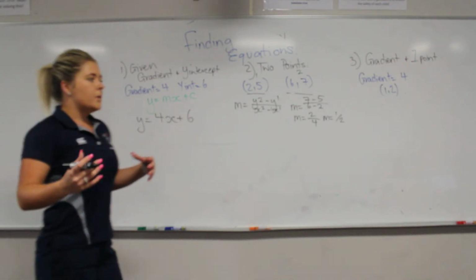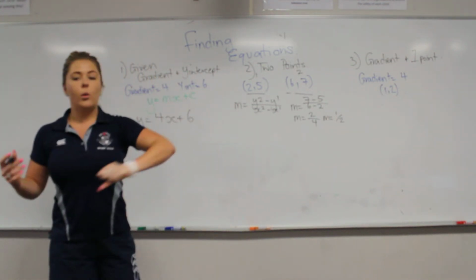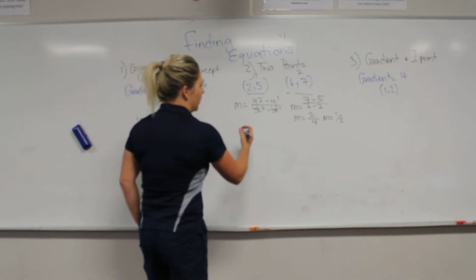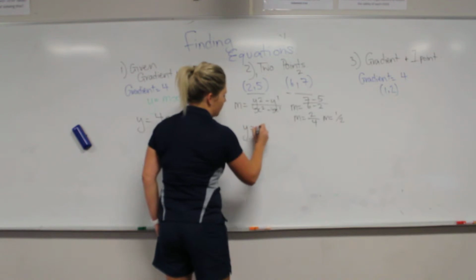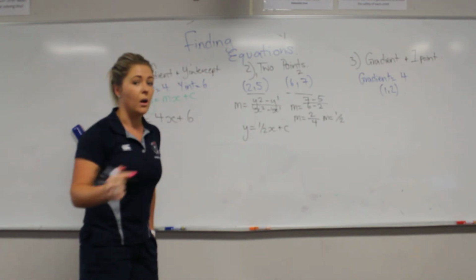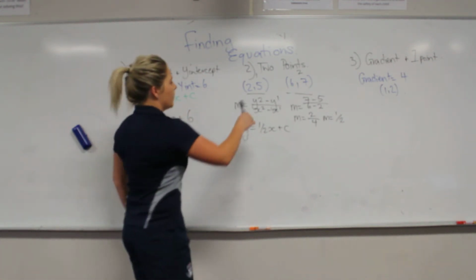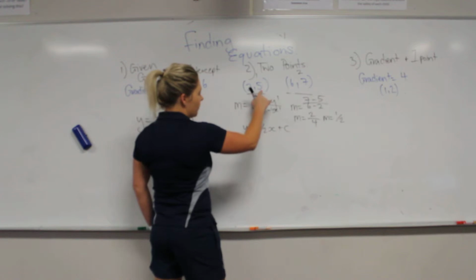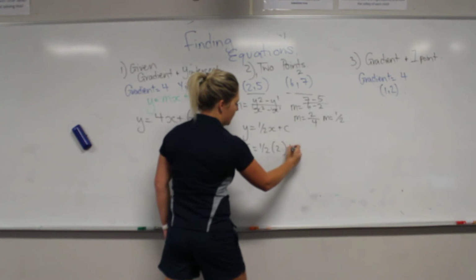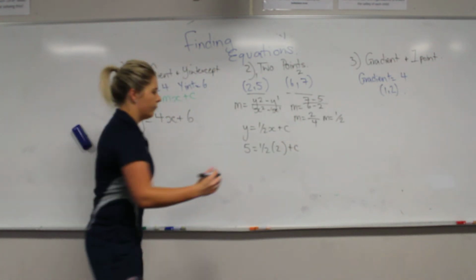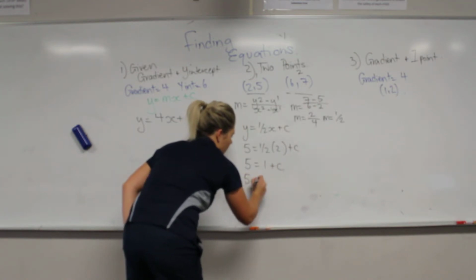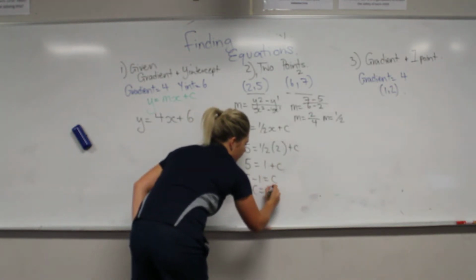From there, we then substitute in our gradient and 1 point to find what y is going to equal. Alright, you're going to do this on your calculator. So, we have y equals 1/2 x plus c. That's what we've got so far. We don't know what c is. So we're going to take this first point here, substitute it in, 5 equals 1/2 times 2 plus c, alright, 5 equals 1 plus c, 5 minus 1 equals c, c equals 4.